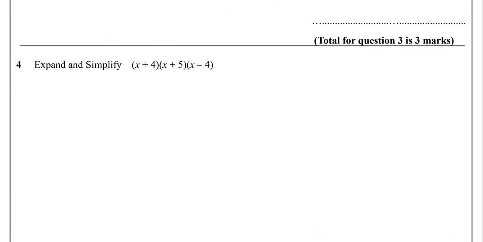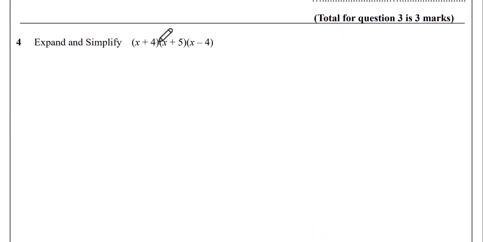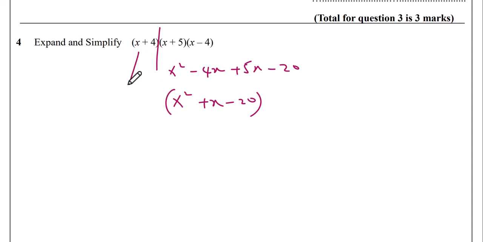And the next question, again you do the same thing. You expand this first, so you have x squared minus 4x, 5x minus 20, and that's going to be x squared plus x minus 20. And then you bring this one down, which is going to be x plus 4, and expand again.